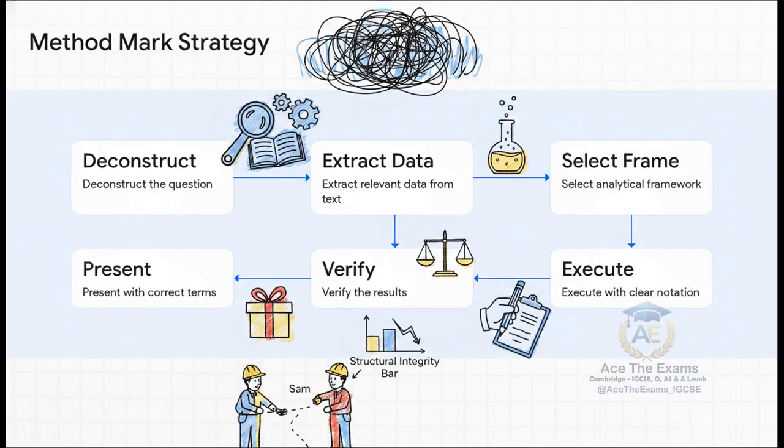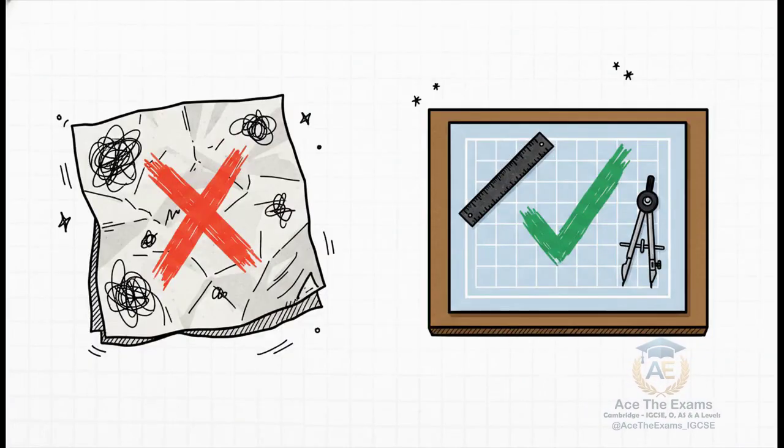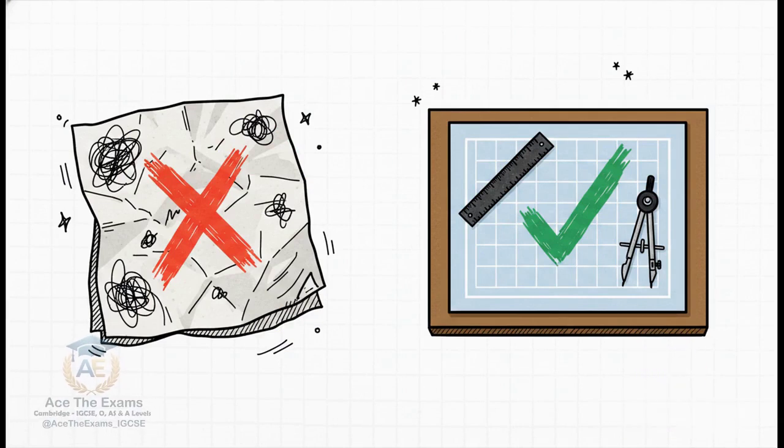Going back to our builders, if Sam tries to skip steps 2 and 3 and just jumps straight to presentation because he wants it to look pretty, the structural integrity of the essay drops instantly. You cannot fake the method. And speaking of presentation, never forget that the flow of information follows strict construction conventions. If you ignore them, your building fails the aesthetic inspection.